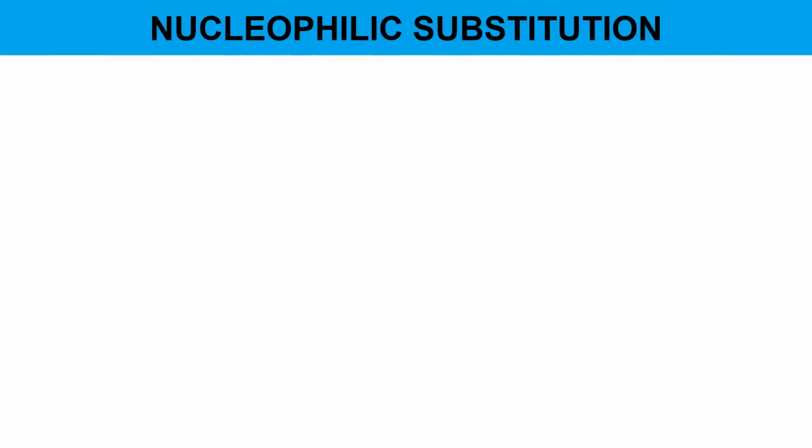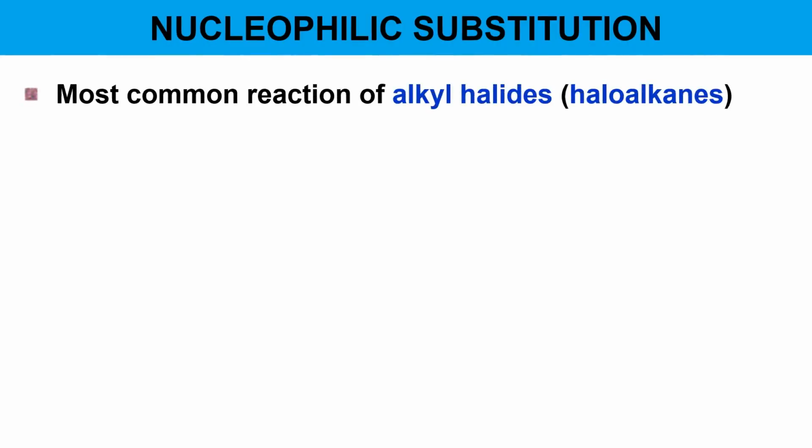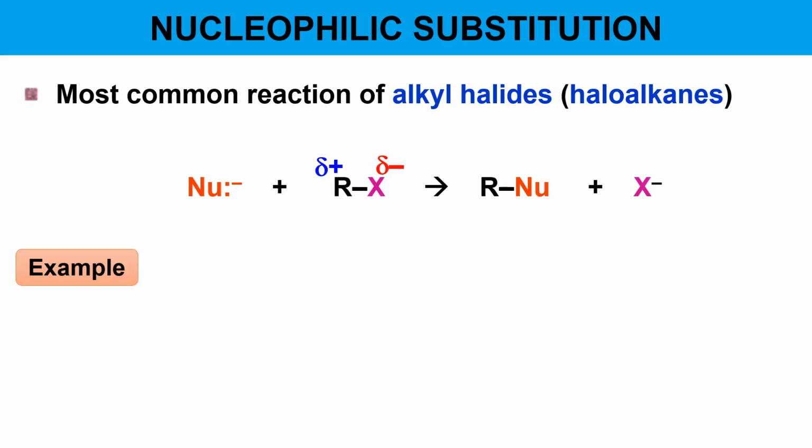Nucleophilic substitution. Nucleophilic substitution is the most common reaction of alkyl halides. In a haloalkane, the carbon bonded to halogen serves as an electrophilic site and is susceptible to attack by a nucleophile. Example: hydroxide ion, OH negative, a nucleophile, reacts with iodomethane. It undergoes substitution reaction, leaving the iodide ion as the leaving group.